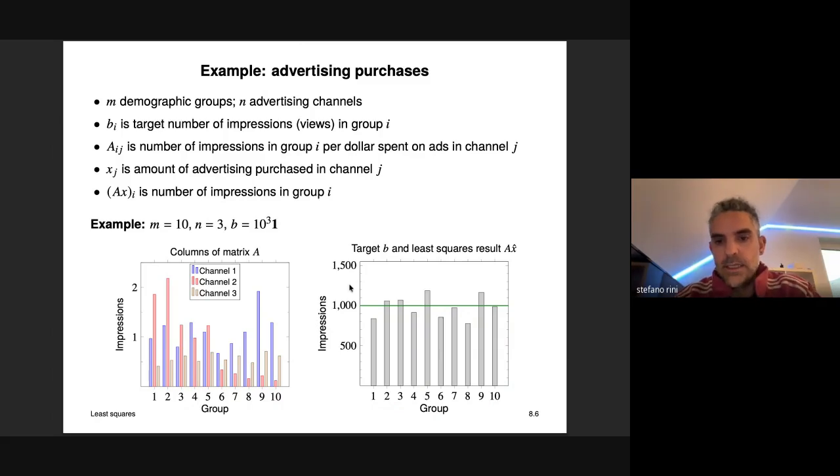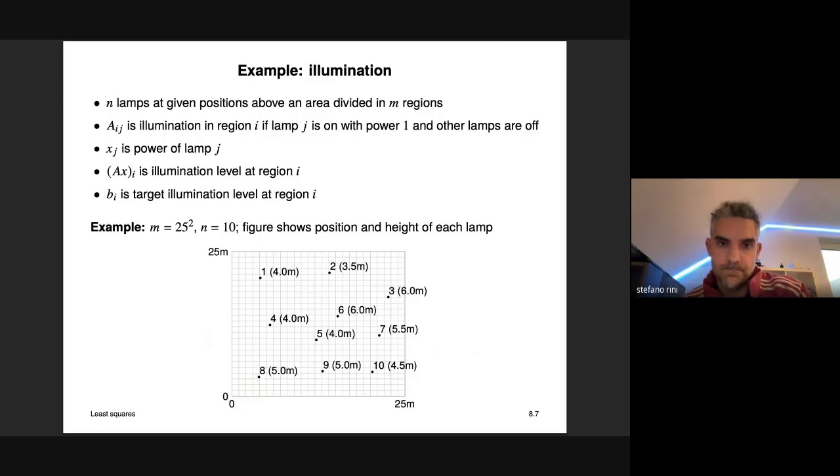Okay, and you see that you cannot achieve the exact value B, because this is unfeasible, right? And so what you have is a least square solution, so that how much you miss the mark or overstep the 10,000 mark is weighted with a square contribution.